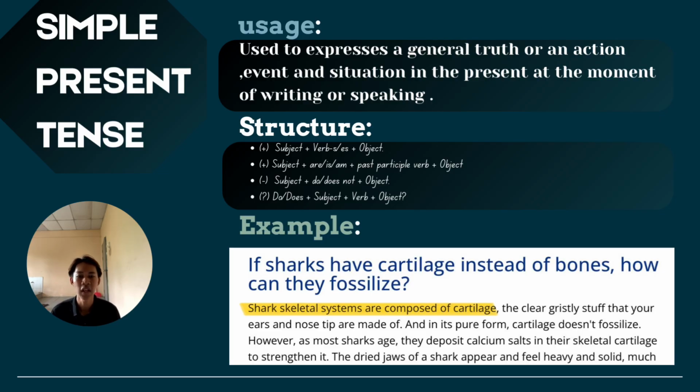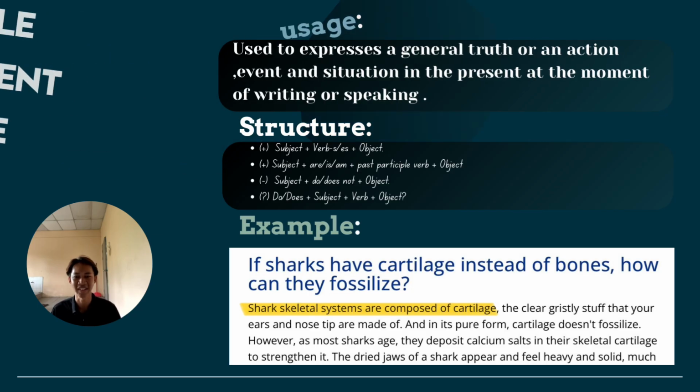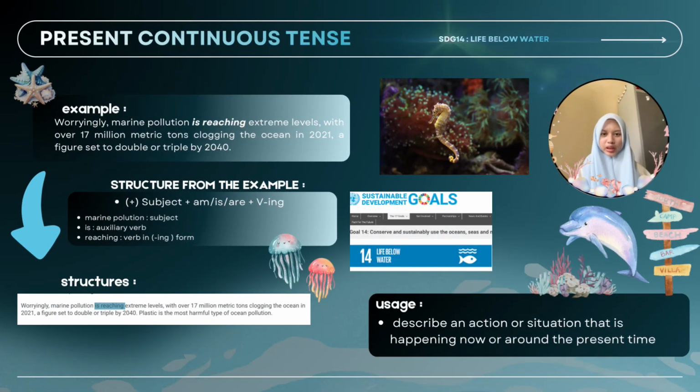Here, shark skeletal system is the subject. Are composed is the past participle verb, and the object is cartilage. That's all for simple present tense. Thank you for listening. Next, the present continuous tense.